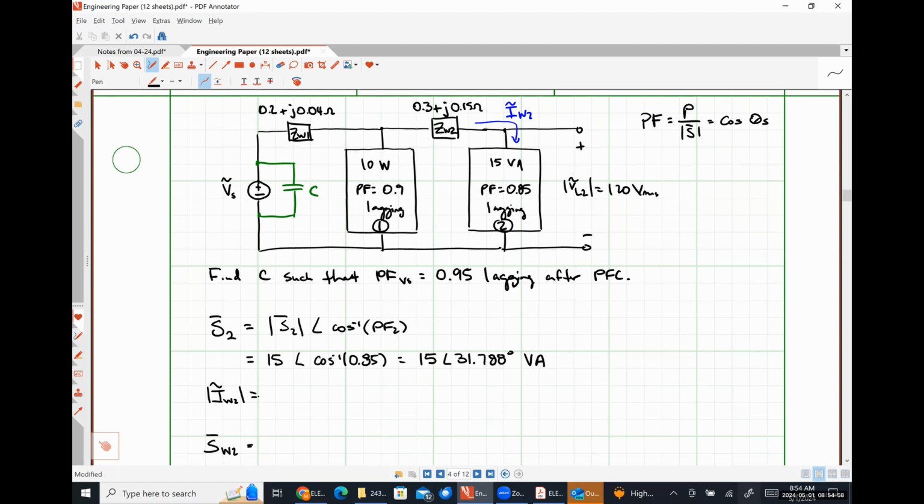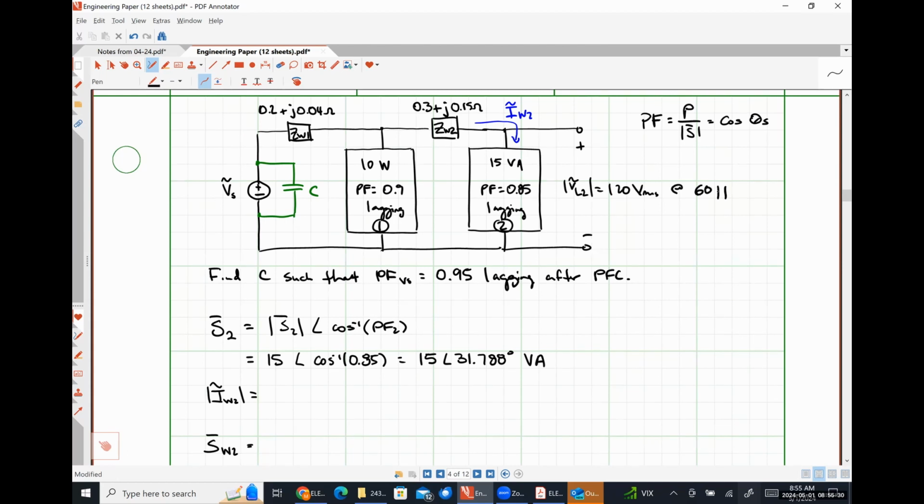So I would argue, and I even drew it on the figure this way, that the current that's flowing through that 0.3 plus j0.15 ohm impedance, which I'm calling ZW2, is the same current that's flowing through our load 2, right? Because the terminals on the right-hand side are open circuited. So I know the complex power that was absorbed by load 2. We just calculated that. I also know the magnitude of the voltage drop across load 2. It's 120 volts RMS.